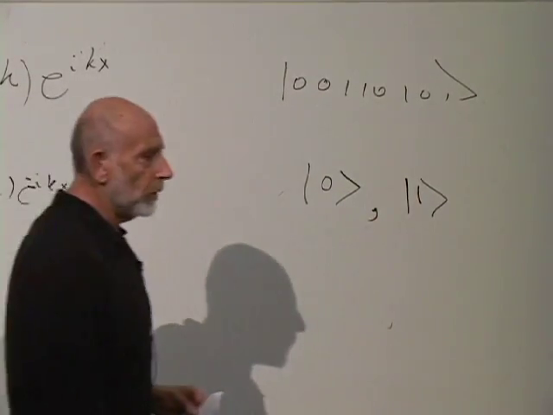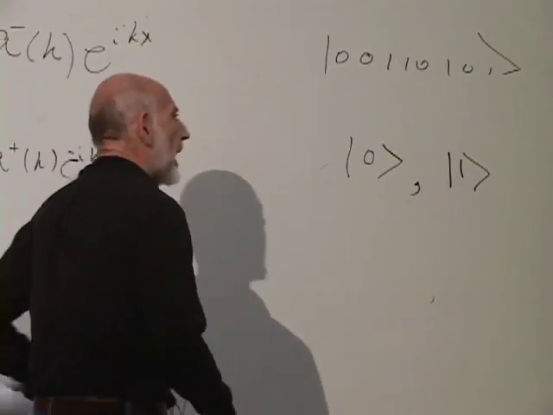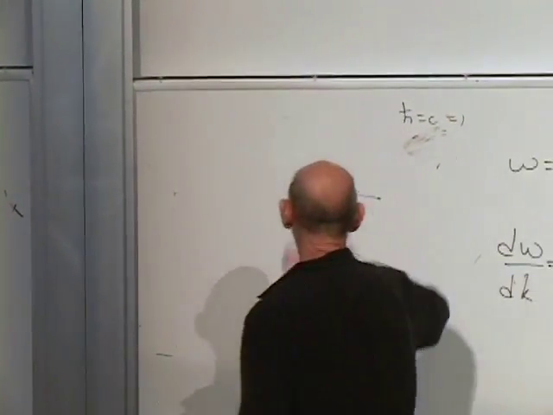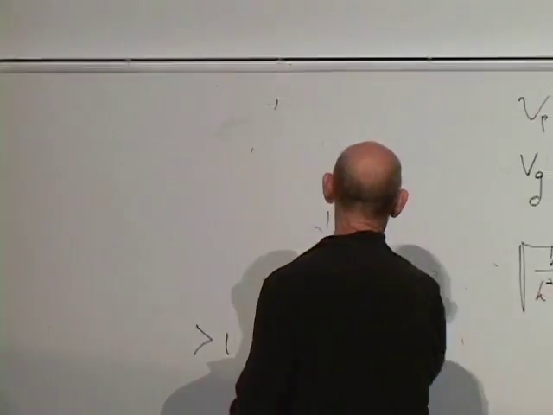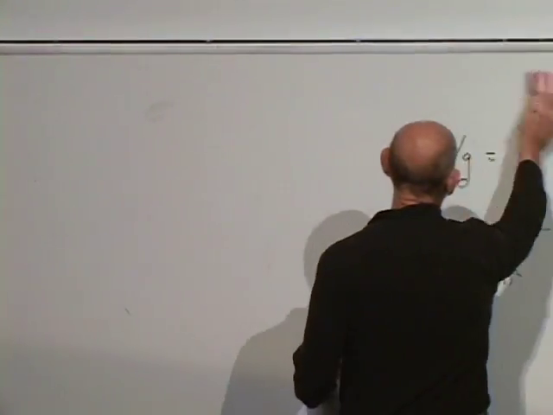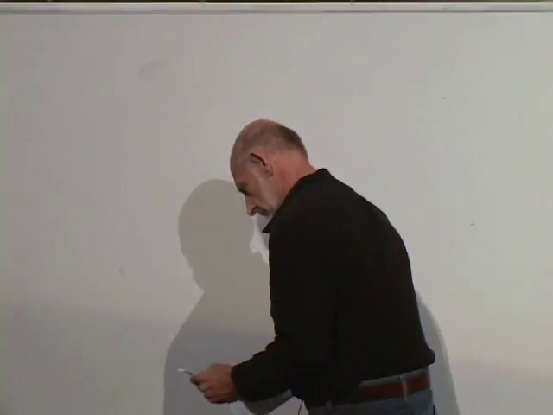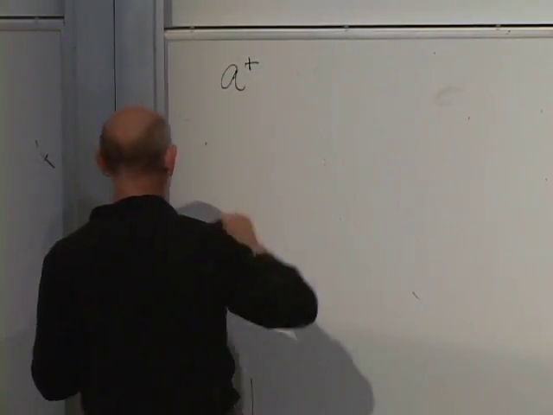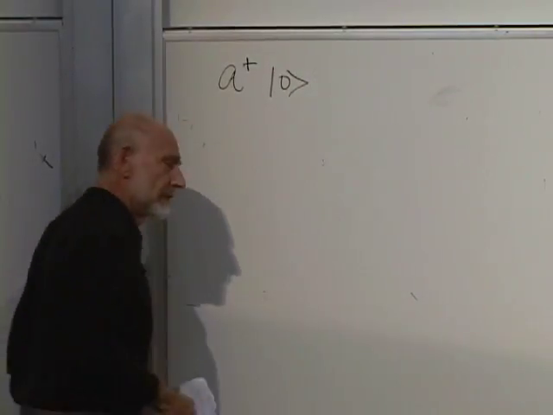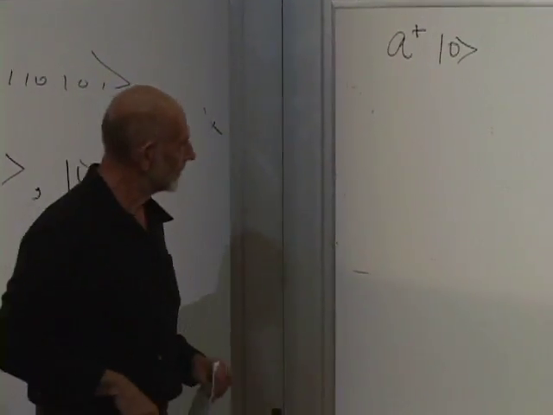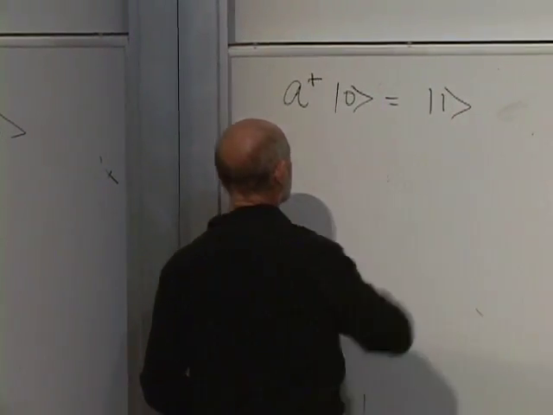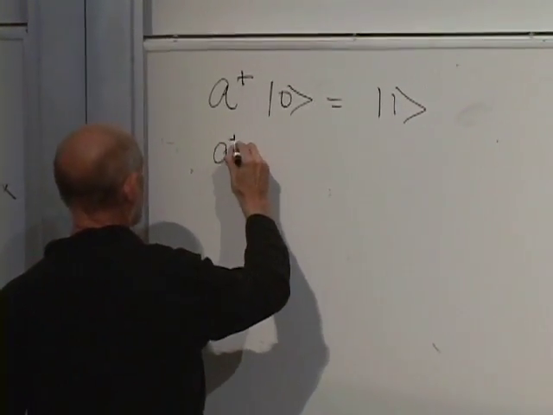What is the algebra or the abstract mathematics of the creation and annihilation operators? Let's see if we can make some guesses. A creation operator on the state with no particle: you want to guess? One particle. What else could it be? What about a creation operator on the state with one particle?